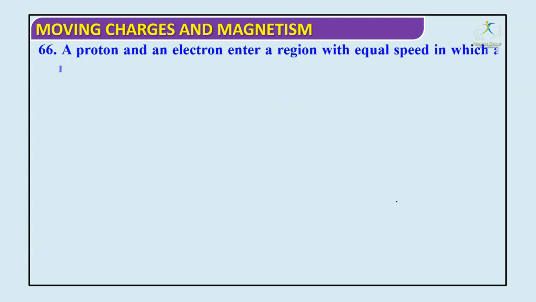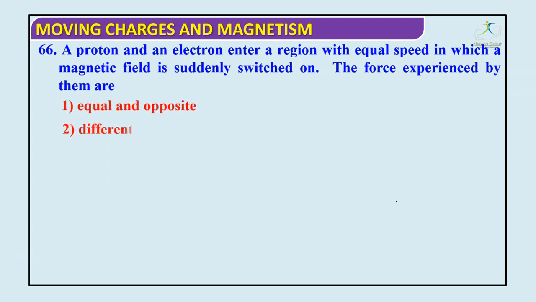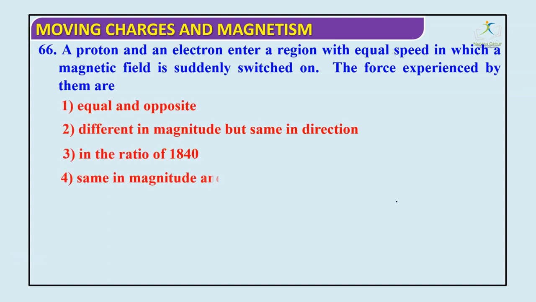Next question, we have a proton and an electron enter a region with equal speed in which the magnetic field is suddenly switched on. The forces experienced by them are, we have these options. Students, do pause this video, try to do it yourself and match your answer. So the correct answer for this question is option 1.